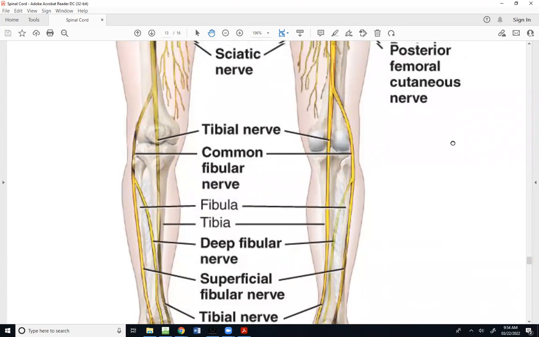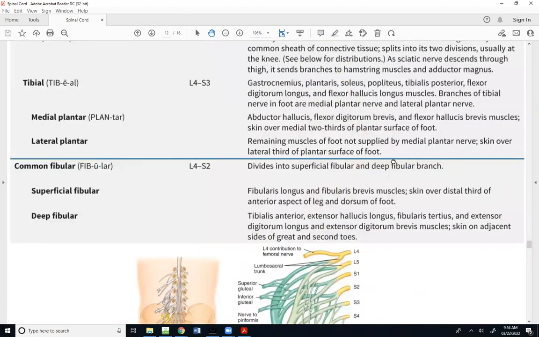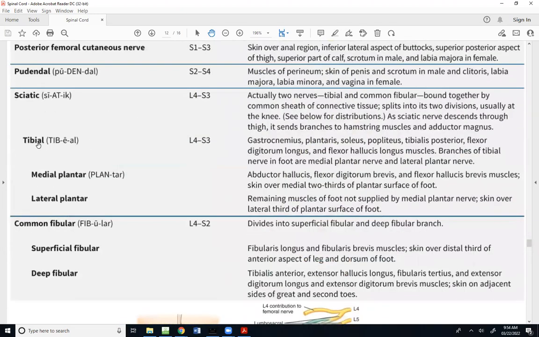As far as the image goes, I'm not going to worry about these two, and I'll get to that here in a second. It would just be the common fibular that I would want you to know. So don't worry about highlighting the medial plantar, the lateral plantar, the superficial fibular, the deep fibular, but I do want you to know the sciatic and then the tibial and the common fibular.